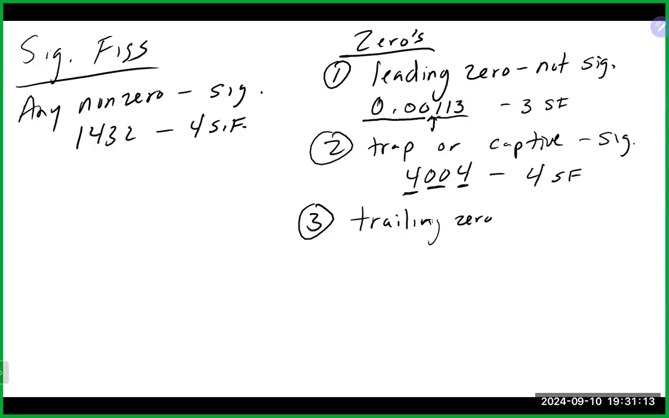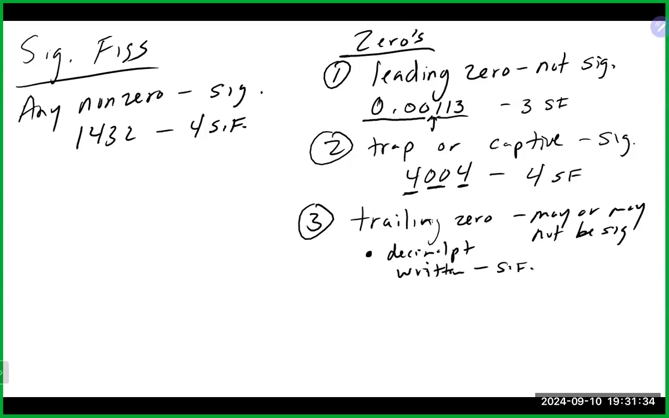The last zero, which screws up everybody most of the time, is the lovely trailing zero. These are the zeros that come at the end of a number, which may or may not be significant. What determines if it is significant is if there is a decimal point written. Then it will be significant. So if I write 400, how many significant figures do I have in that number? I only have 1, right? If I write 400 with a decimal point like this, how many significant figures do I have? I now have 3. These zeros at the end would be significant.